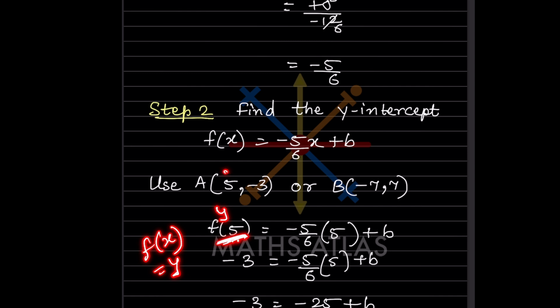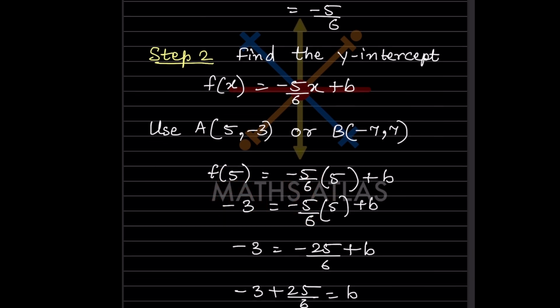So you know what is y? This is x and this is y. The value of this is -3. So this step is very important. Hope you got this. This whole thing is y, and the other things will be as it is. So what will you write here? -25 by 6, that is b.